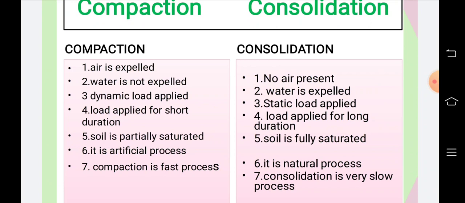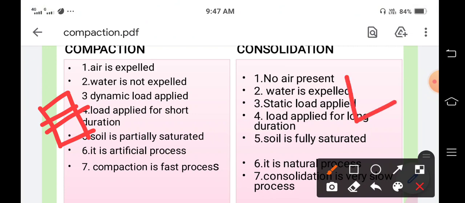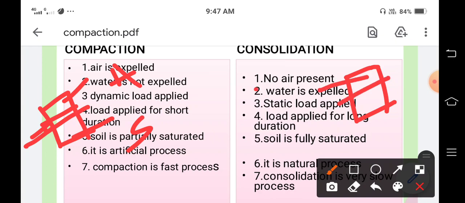In the compaction, first of all, the diagram is important. Compaction is a 3-phase system and consolidation is a 2-phase system. In compaction it consists of air, then water in the middle portion, and the last portion is solids. And consolidation consists of water and solid only.